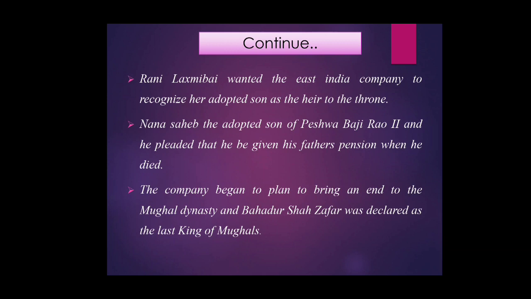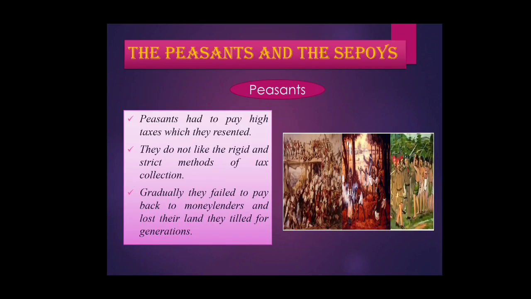The company began to plan to bring an end to the Mughal dynasty, and Bahadur Shah Zafar was declared the last king of the Mughals. So yes, the Mughal rule started with Babur and ended with Bahadur Shah Zafar, officially by the British. They said that after Bahadur Shah Zafar, there will be no next king. So this way they wanted to end it, and this was one of the reasons why people were not happy with them.